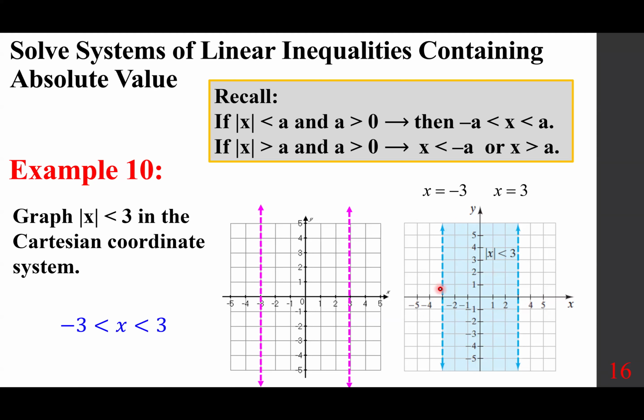And you really don't even need a test point. It says x is between negative 3 and 3. If you were to graph this on a number line, it would go from here to here. That's it. But in the Cartesian coordinate system, then it's different. You're dealing with two lines. That's extremely important to pay attention to.